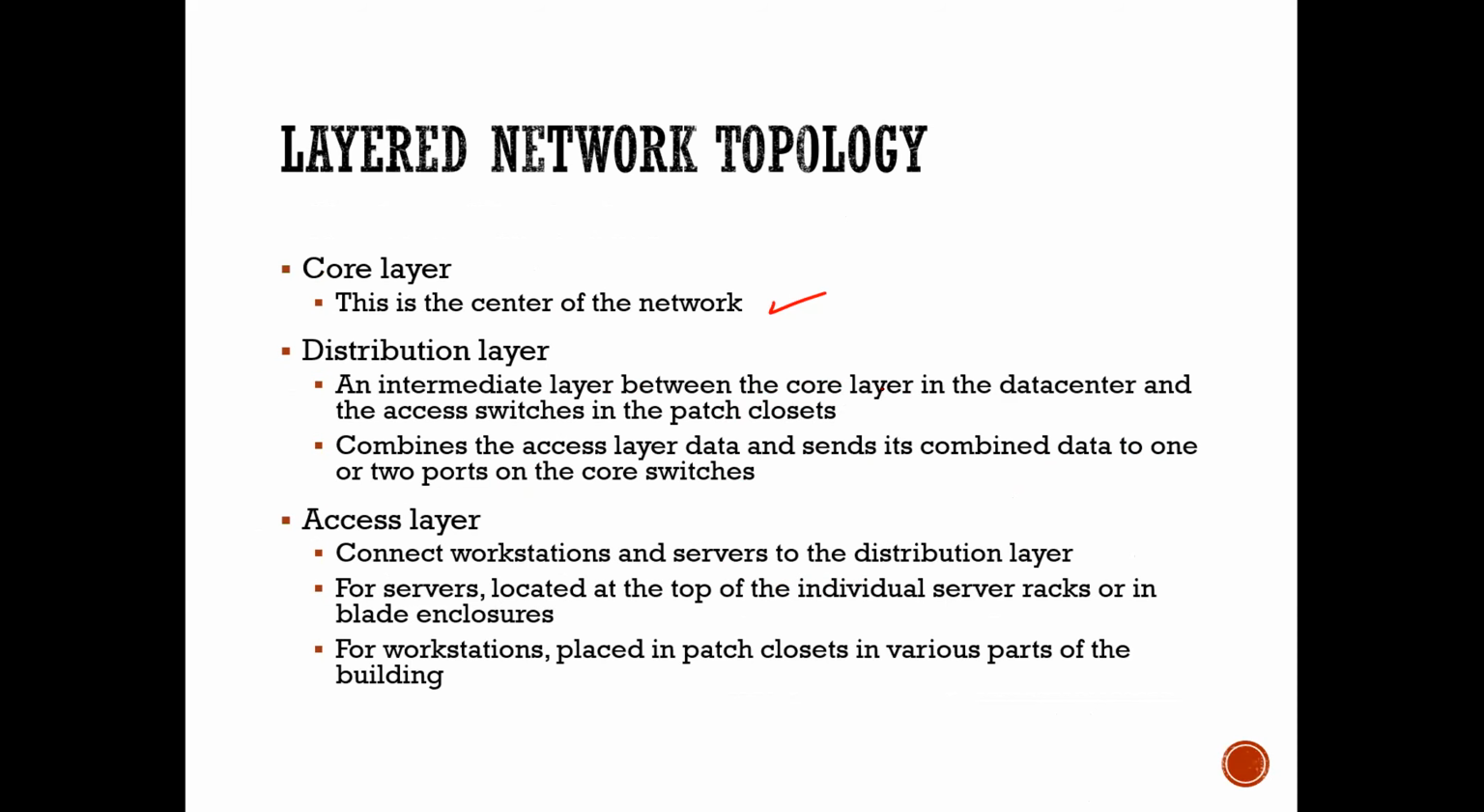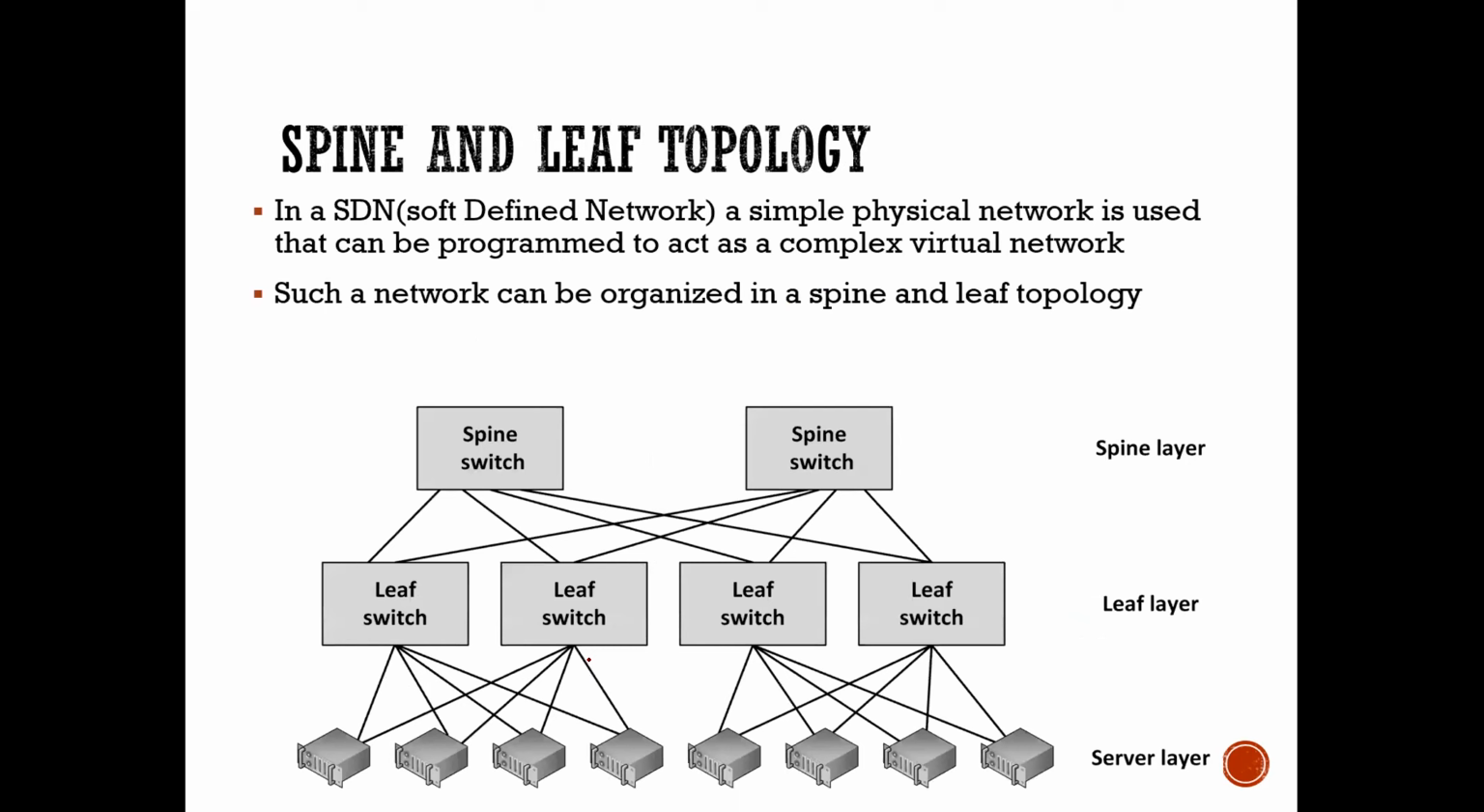Access layer connects the workstations and servers to the distribution layer. For servers located at the top of the individual server racks or in a blade enclosure, هذه بنجيها بعدين في أحد المحاضرات. For workstations placed in patches closest to various parts of the building. طبعا احنا عندنا الآن في شيء مصطلح اسمه spine layer و leaf layers. سويتشات هذا الهيراركي، هنا السباين او سباين لاير وهنا الليف لاير.